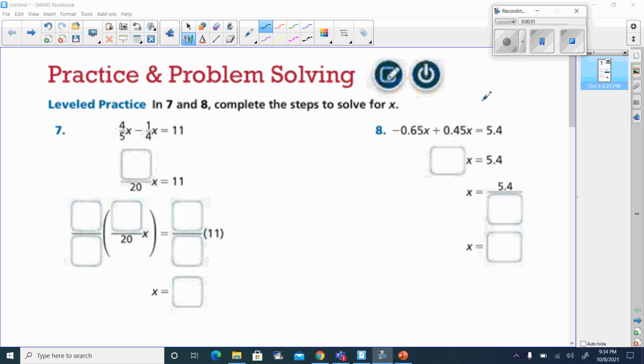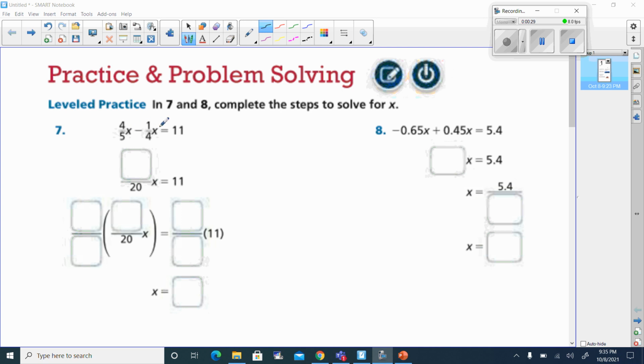All right, guys, today we're going to be doing combining like terms to solve equations. So let's begin. We've got 4 over 5x minus 1/4 x equals 11. To solve this, first we're going to have to realize that we have two terms here that both share a variable.